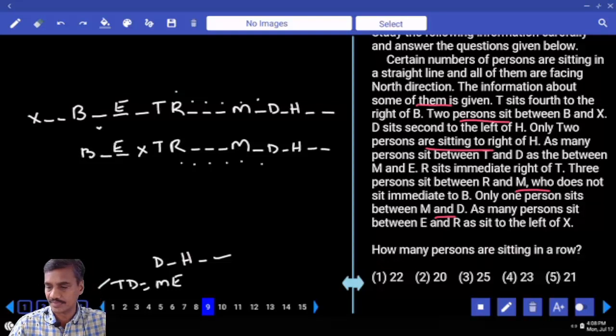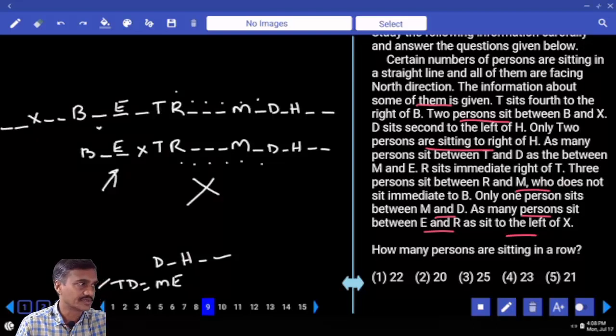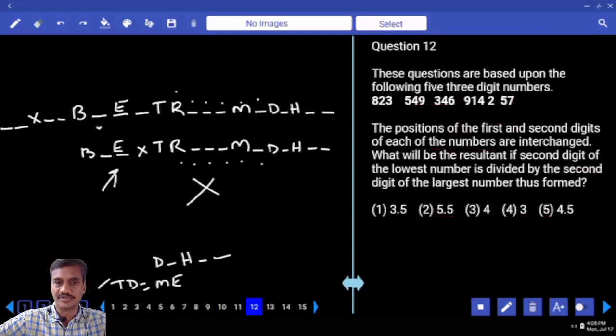Then E is here and sit to the left of it. Now how many persons sit between E and R? E and R, how many people are there? 2 people. And sitting to the left of X, there are 2 people to the left of X. Here there are minimum 3 persons, is this case clear? And finally we are left with only the first case. And this is about 9 to 11. The next one, 12 onwards.